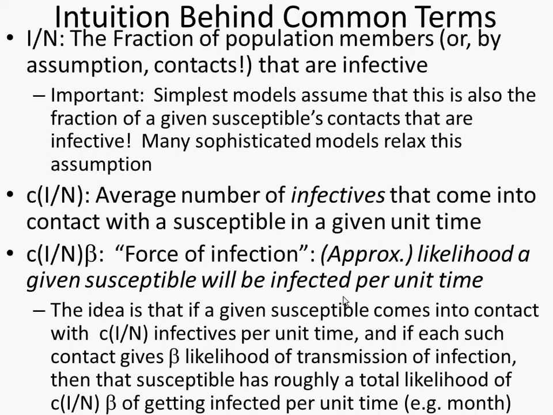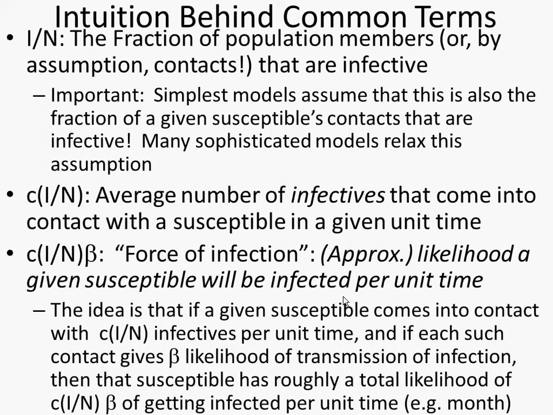If I over N is 1, everyone in the population is infected, and I come in as a new susceptible to that population. Should I be worried? Well, I might be. It matters what beta is too, and we're going to get to that. But yes, there's good reason to worry. If I over N is 0, nobody in the population is already infected. Should I be worried? No.